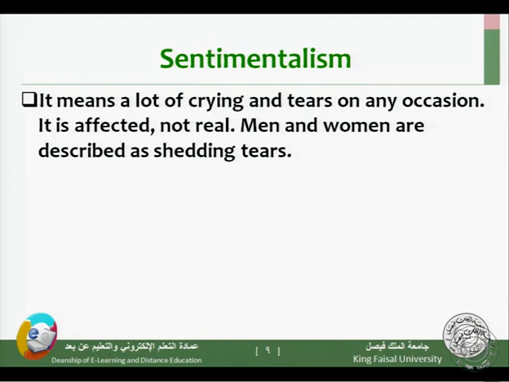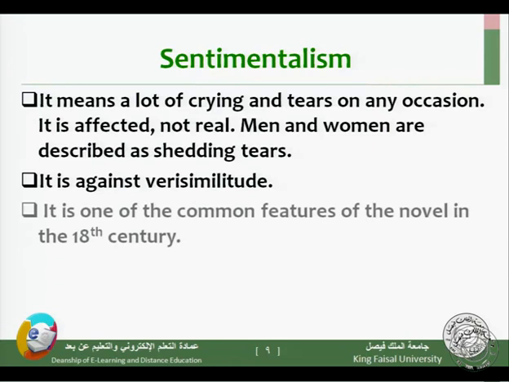If he wants the novel to be real, there are no people on earth who are seen to be crying all the time. They do cry, but on certain occasions, not on all occasions. It is, again, verisimilitude. We talked about verisimilitude before. Realism, the realism of the novel. It is against it, because in reality, no man or woman cries that way. It is one of the common features of the novel in the 18th century, one of the disadvantages, not only in Robinson Crusoe, but in other novels.